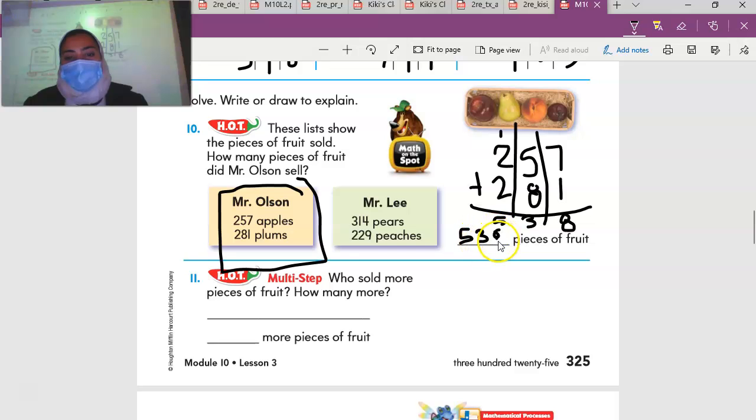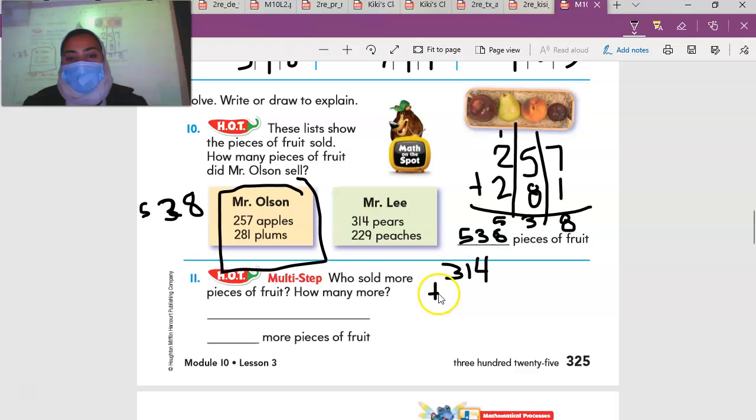All right, let's look at the next one. Who sold more pieces of fruit? How many more? So first we have to find out who. We know that Mr. Olson sold 538. Right? But we don't know how much Mr. Lee sold. So now we have to add how much Mr. Lee sold. So Mr. Lee sold 314 plus 229.